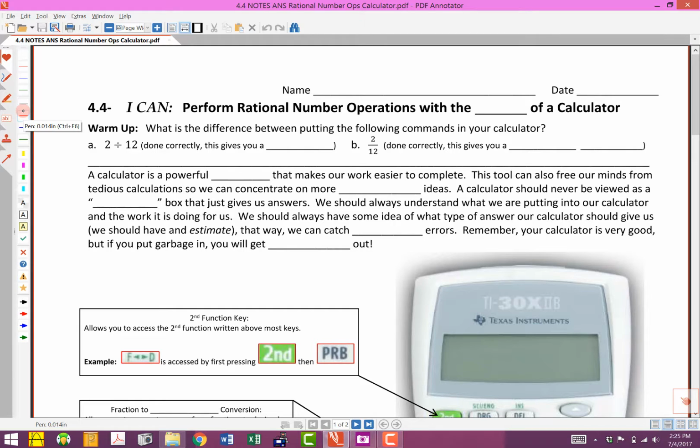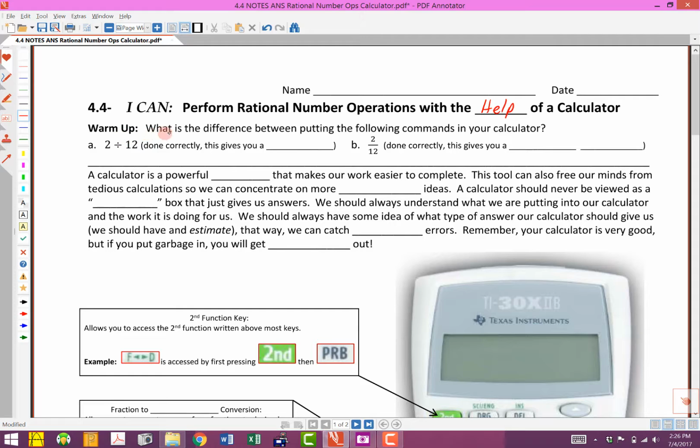Well, now that we've spent some time practicing performing operations with rational numbers without a calculator, now we're going to make sure that we can perform the same type of operations with the help of a calculator. So that's the I can statement for today. 4.4, I can perform rational number operations with the help of a calculator. And it's important to remember a calculator is just a help, it's just a tool, and we're going to talk more about that in just a second.